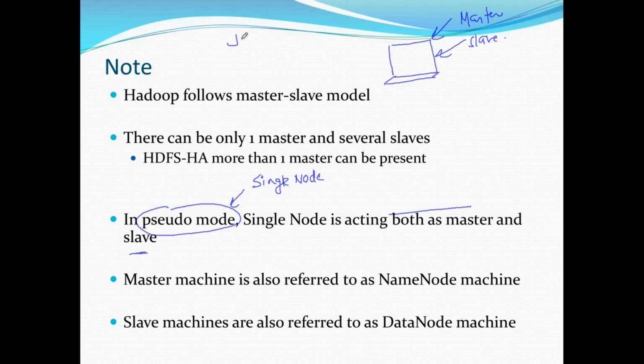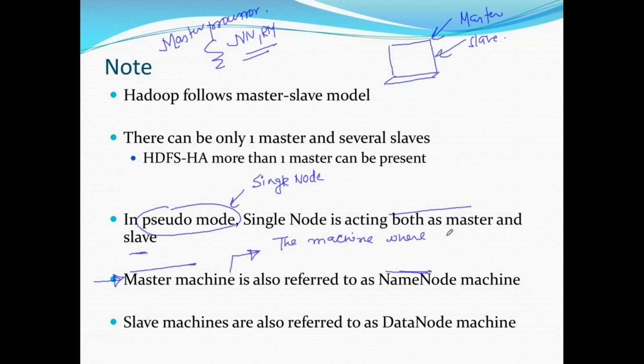But remember, you have two master processes, name node and the resource manager. So they are master processes. These are master machines we are talking about. Don't get confused. It will be a little confusing, but it's okay. It will get clarified in maybe a couple of classes. The master machine is also referred to as a name node machine. Or in other words, the machine where the name node process is running is referred to as a master machine.